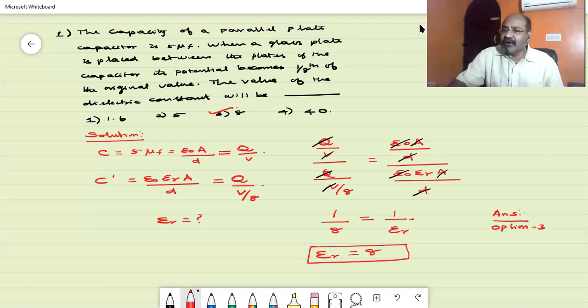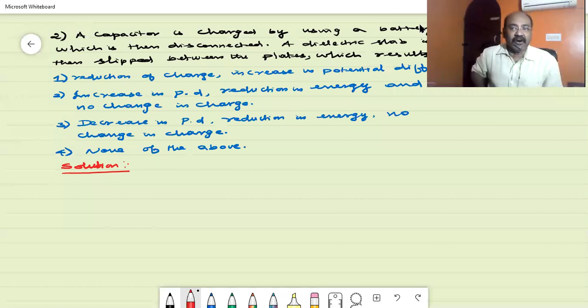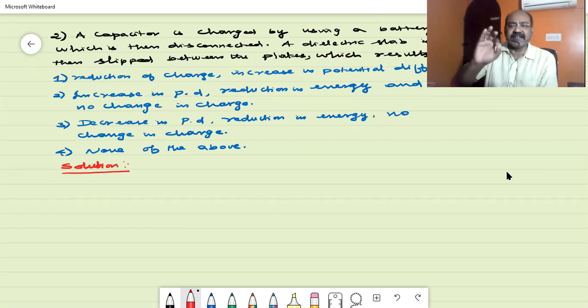Okay, let us move on to the next problem, problem number 2. Let's go through it. A theoretical concept. A capacitor is charged by using a battery which is then disconnected. A dielectric slab is then slipped between the plates, which results in... So from this concept, let us first discuss and then we will find the answer.